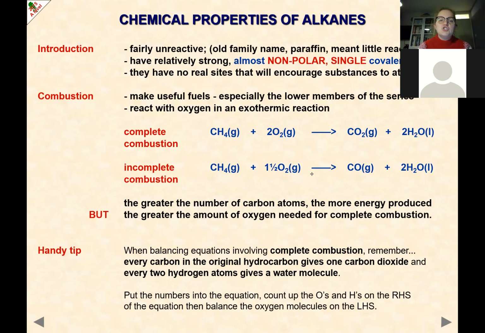We can use alkanes for combustion. Alkanes are really good as fuels, especially the lower members of the series, and they react with oxygen to create an exothermic reaction. We can have complete or incomplete combustion, which we've talked about before. The greater the number of carbon atoms, the more energy produced, but the more carbon atoms, the more oxygen we need for complete combustion. Therefore, if there's not enough oxygen available, incomplete combustion is more likely to occur. So that's quite important to remember.